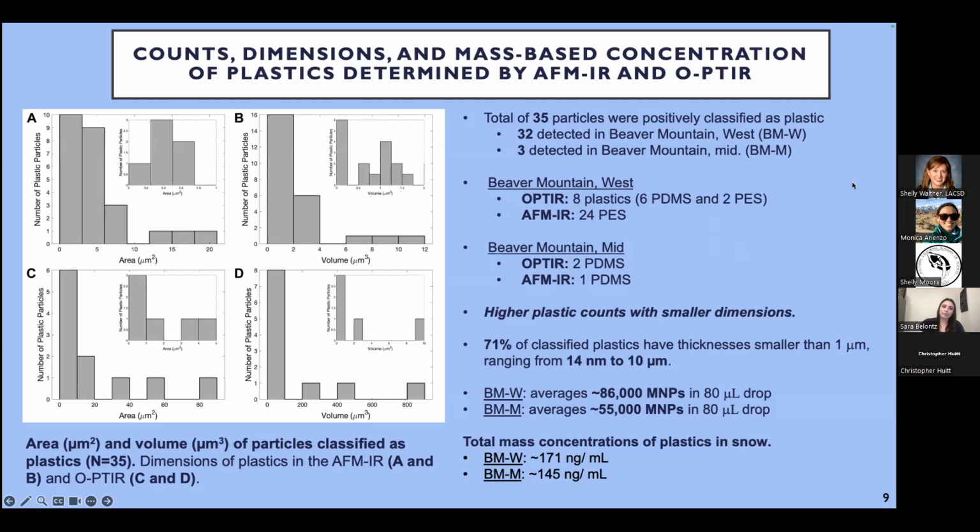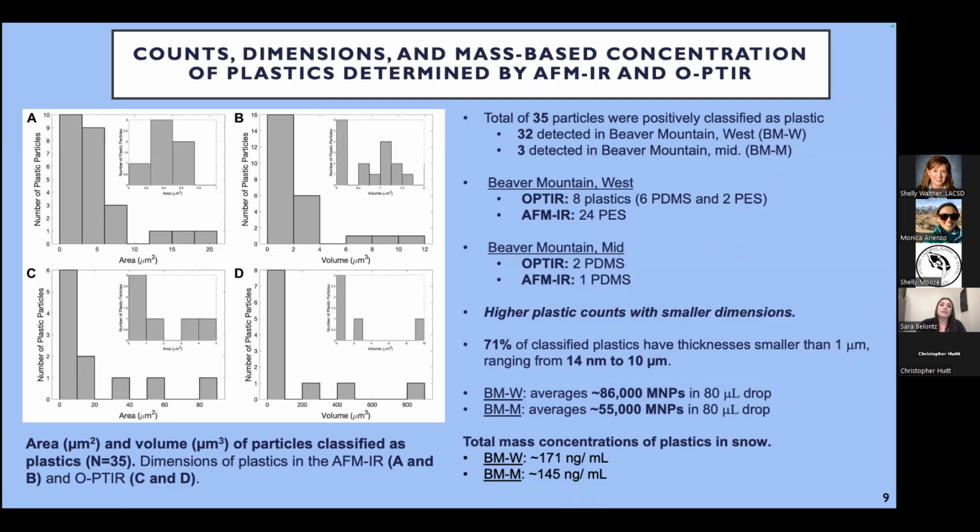identified 1. And you can see in this histogram, the top A and B images, the area and volume of the particles that were identified in the AFMIR, and then the area and volume of particles detected in the OPTIR. And similar to lots of publications that have been out about microplastics, we found higher plastic counts with smaller dimensions. So we found a lot of nanoplastic particles using the AFMIR.